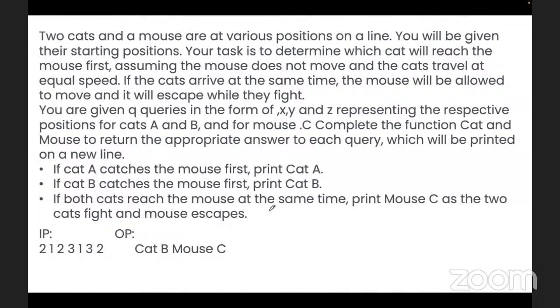Okay. So here, what the question is about, like 2 is nothing but two queries. Okay. So here, what they gave you are a few queries, right? So 2 queries is nothing but 1, 2, and 3. Okay. So these are the points, that means the starting points of cat A, cat B, and mouse C.